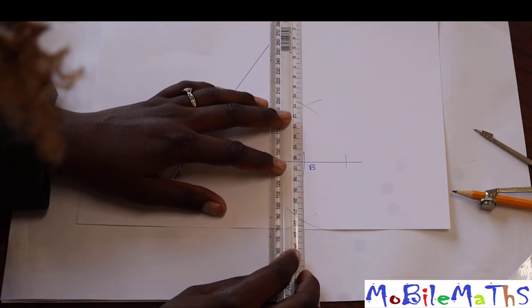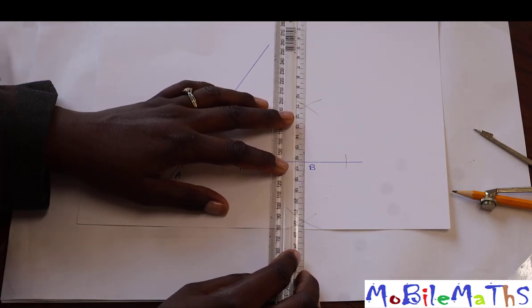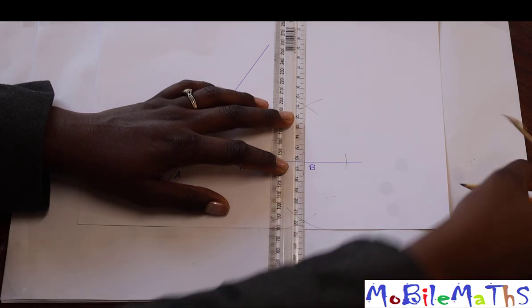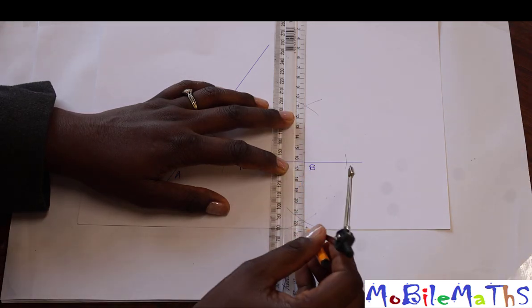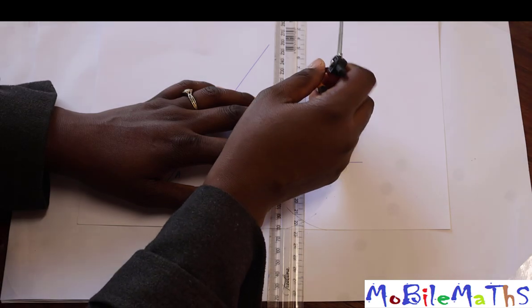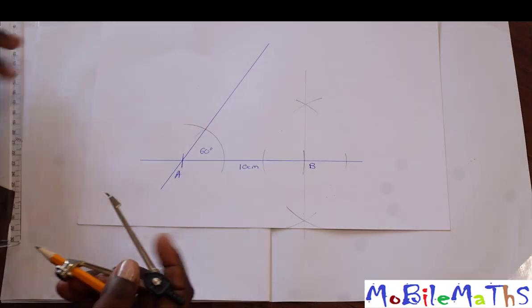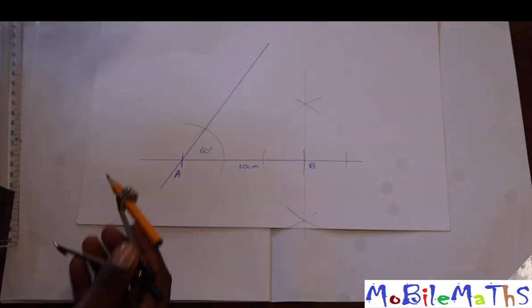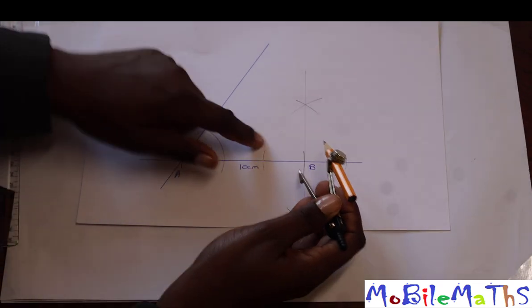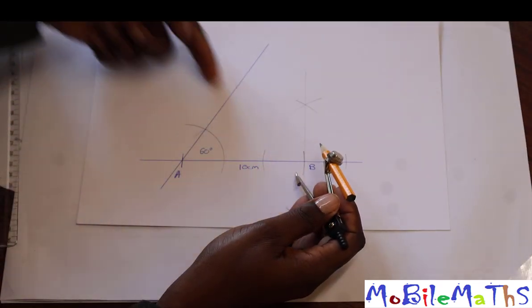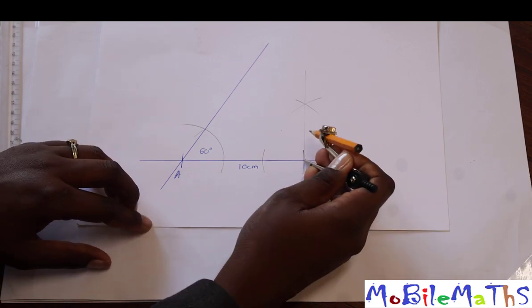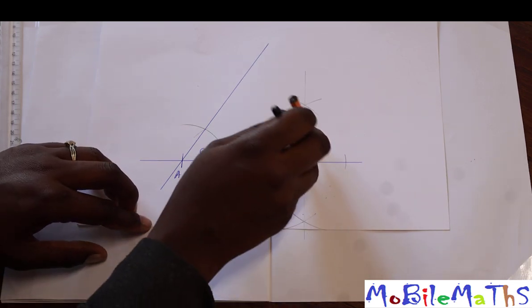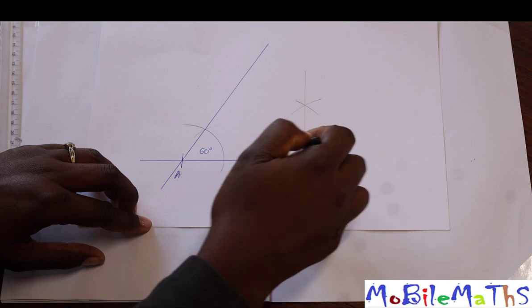So ideally this is where I'm supposed to have my 90 degrees. I'm going to use a pencil so that I have my 90 degrees. Okay, so this is where my 90 degrees is lying. Then on the 90 degrees I must bisect this angle so that I get 45 on this side. So I'm going to bisect it. So I'll have an arc there, an arc there.